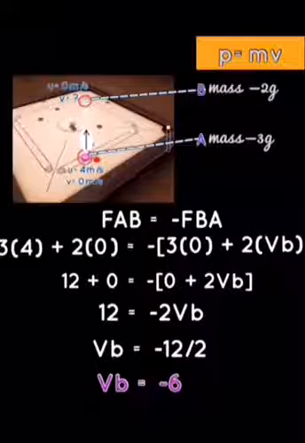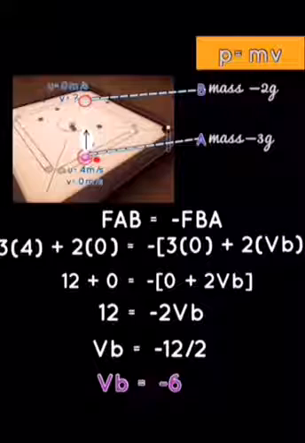Thereby we get 3 into 4 plus 2 into 0, same thing, equals minus of 3 into 0 plus 2 into minus 6. So in the next line we get 12 plus 0 equals minus of 0 plus 2 into minus 6. We get 12 equals minus of 2 into minus 6, which is minus 12. Minus into minus cancels, and 12 equals 12. So we got to know that initial momentum is equal to final momentum. Thereby, it is proved that this actually happens in our daily life. The momentum is conserved every time.